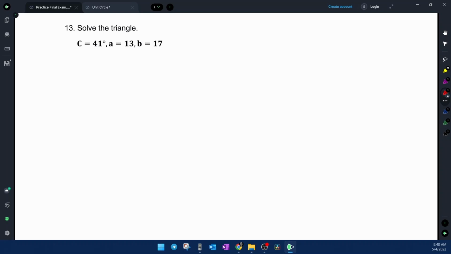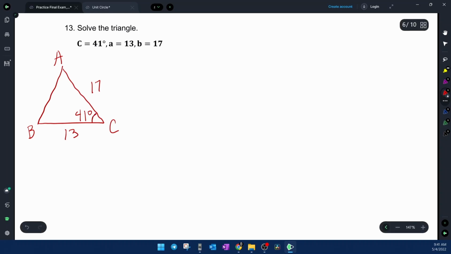Question 13. Solve the triangle. Again, we might want to make a quick sketch of the triangle before we attempt solving. And once we have drawn a quick sketch, what you're going to notice is that we are given one angle and the 2 adjacent sides. Notice we do not have the side across from the angle given. That's going to indicate that this is a law of cosines problem.